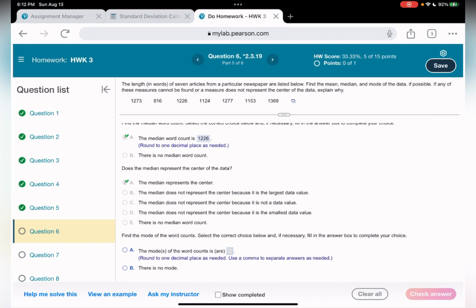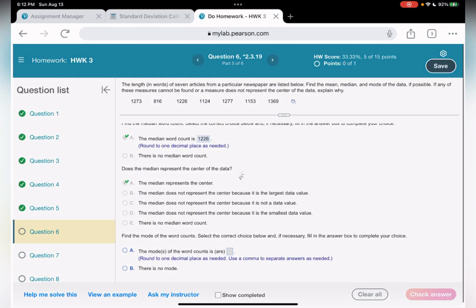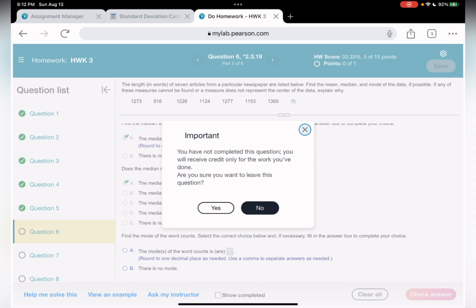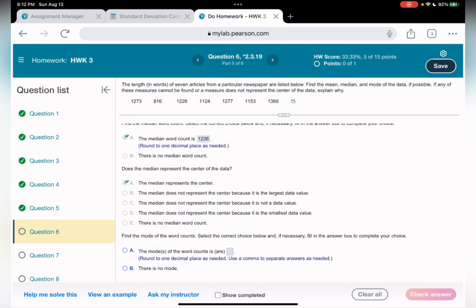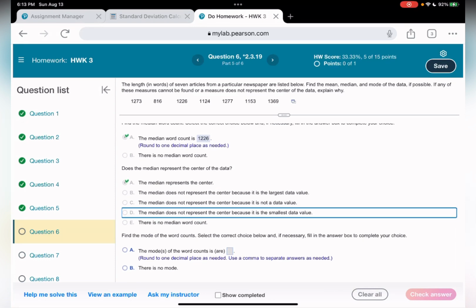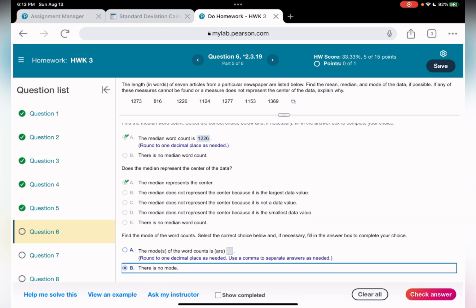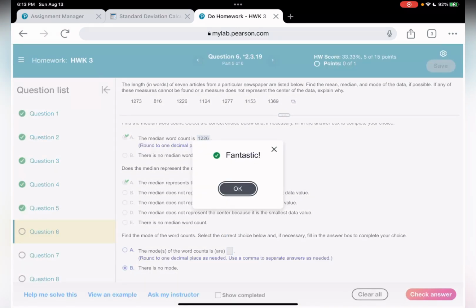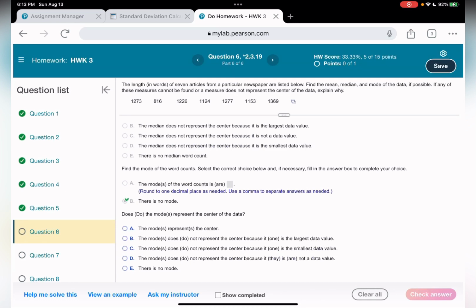Okay, moving to question number 7. Oh, what we didn't check here, the mode of the word count. Okay. This is the answer. There is no mode. We don't have repetition, so there is no mode.